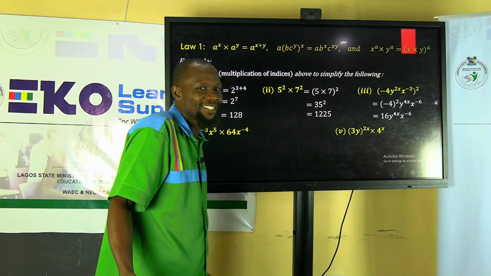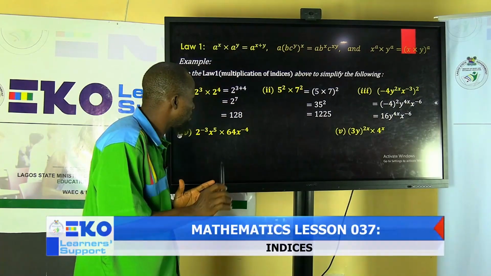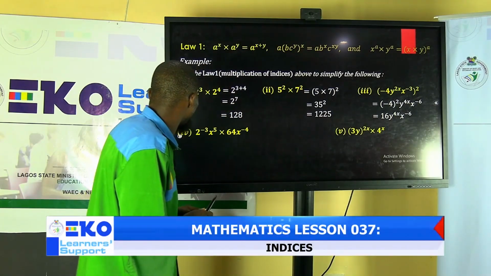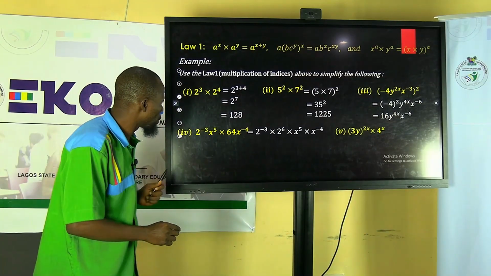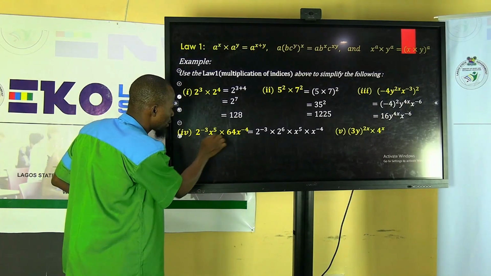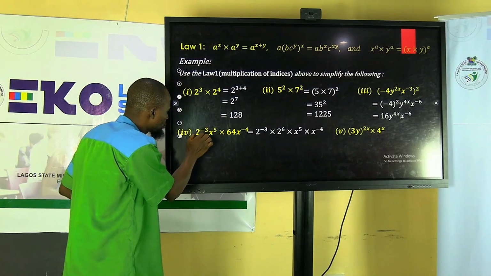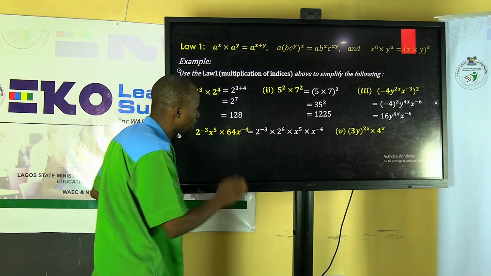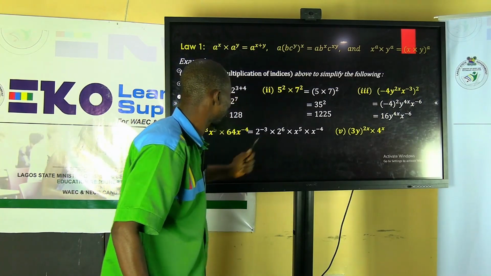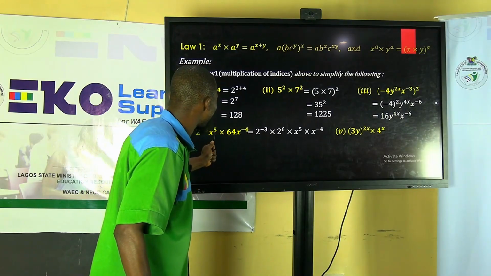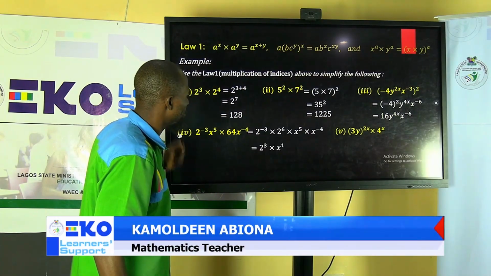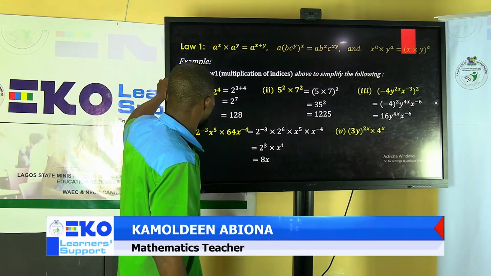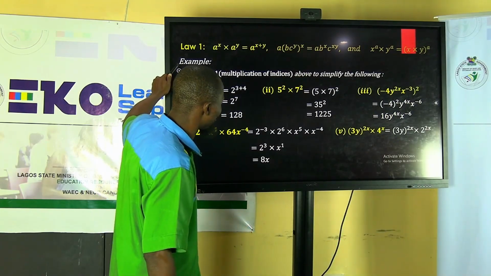You can see, just follow the rules. Follow the rules. And that is why we have that. The next one, just follow the rules, break them down, collect like terms. 2 raised to power minus 3 times 64. 64 is 2 raised to power 6. Then x raised to power 5 multiplied by x raised to power minus 4. And that will give you that. Okay? So, we have 8s as the answer.